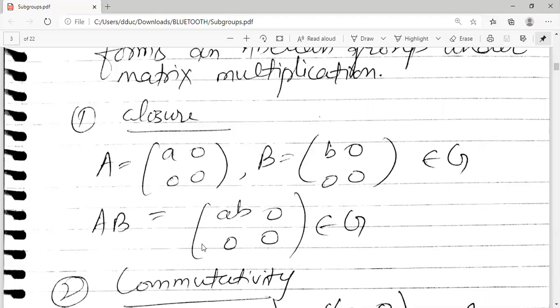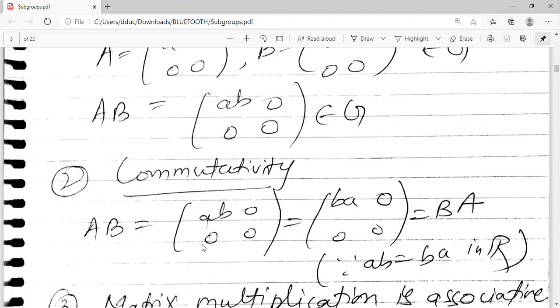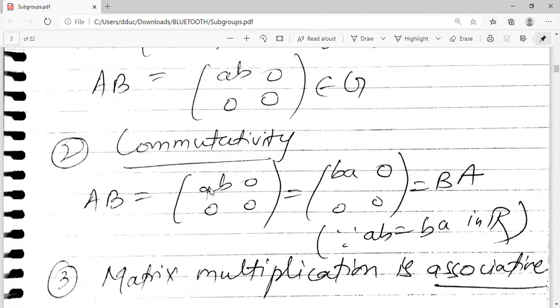So this product A into B will belong to G. So closure property holds. Now let us see commutativity, because we have to show that it is an abelian group. So we can check commutativity here. A into B is this, AB 0, 0, 0. And AB can be written as BA because A and B are real numbers and commutativity holds in real numbers. So this can be written as this, and what is that? This will be B into A. So commutativity is easily proven.